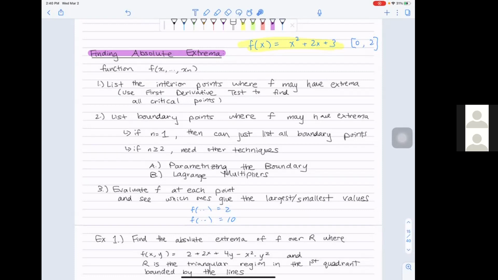Okay, any questions on the overview first? What is Lagrange multiplier? Lagrange multiplier is just the method of doing gradient f equals lambda gradient g. Yes.